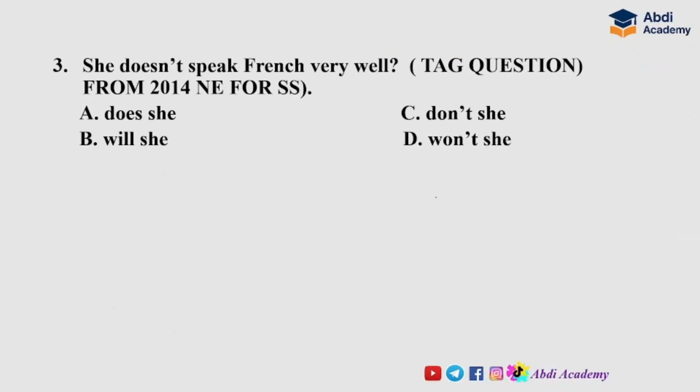Question number 3. She doesn't speak French very well. This question is about tag question. Even if it is tag question, it is directly related with present simple tense. Tag question ida. It is taken from 2014 national exam for social students. National exam bara 2014 irraa kan fudhatame. So tag question ida. Tag question ida egaru present simple tense idaan wal qabataa jechuudha.